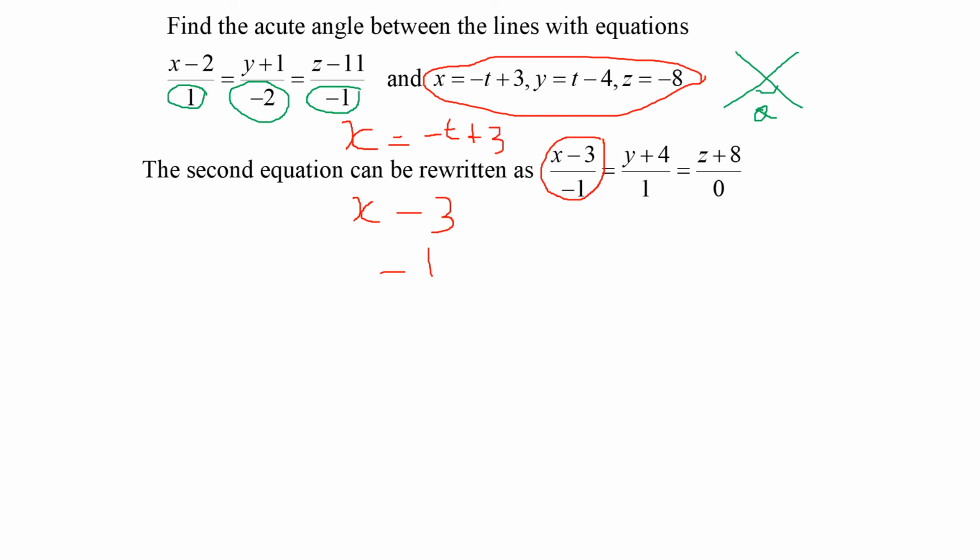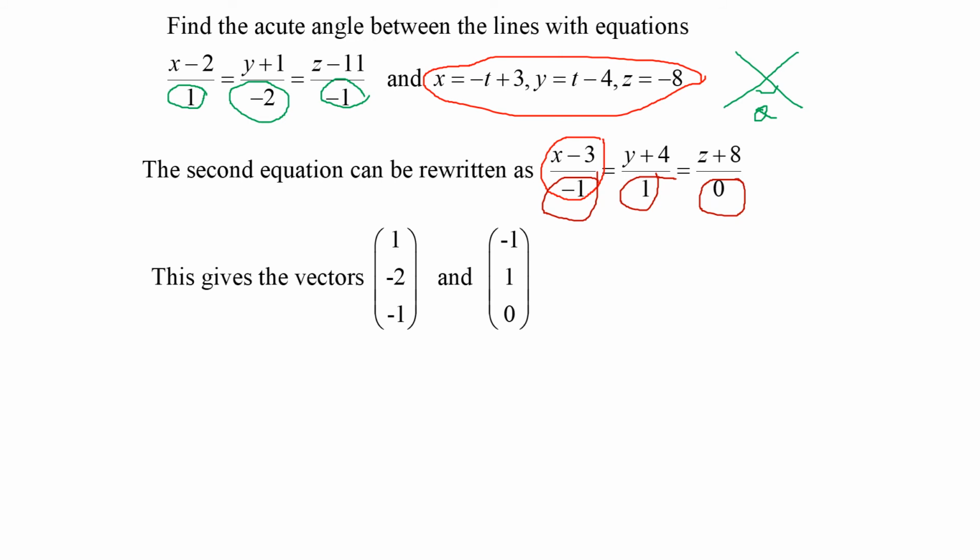Once you've got all your equations in symmetric form, your next step will be to identify the vectors of the symmetric form. These denominators actually represent the direction vector of the particular line. Next, once you've got the vectors, you're given two vectors. The green vector came from the denominators of the first line, and the red one came from the denominators of the second equation.